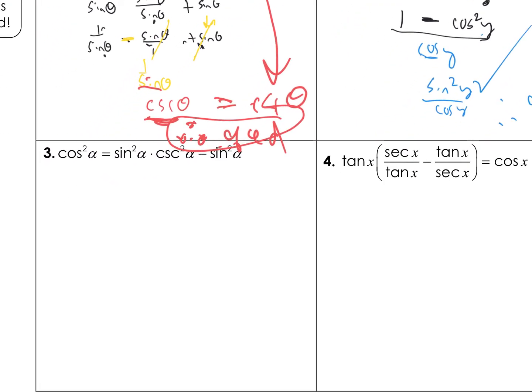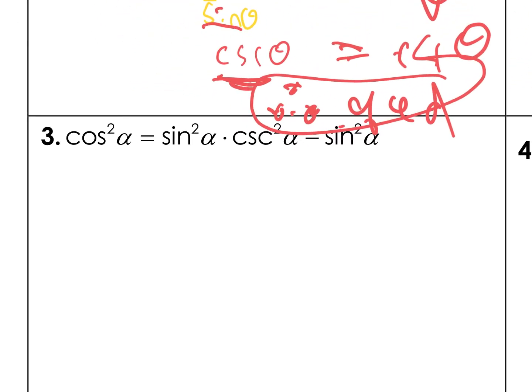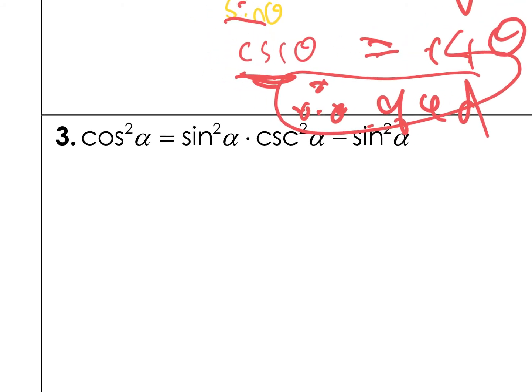All right. Okay, your turn, Jasmine. Which side? Oh, yeah, which side? Number 3. The left or the right, which is the most complicated side? Let me look at it.